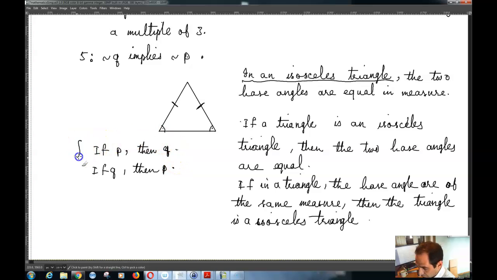So you can combine these two statements together and write it as P if and only if Q. What this basically means, or how you're supposed to read this, is P if and only if Q. Meaning that if P is true, then that means that Q is true, and if Q is true, then that means that P is true.